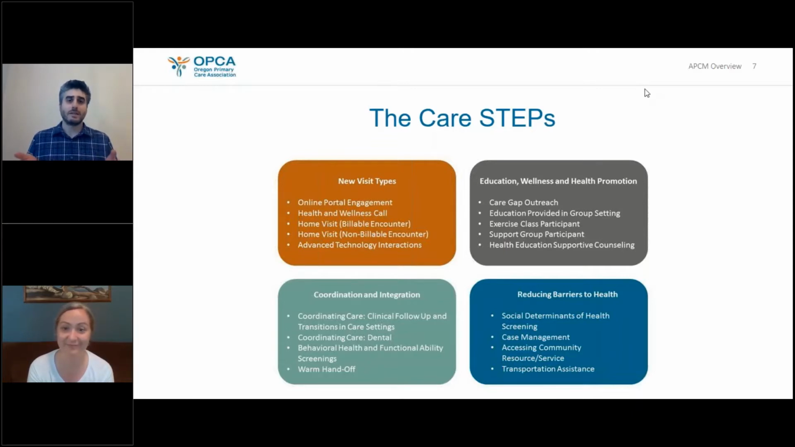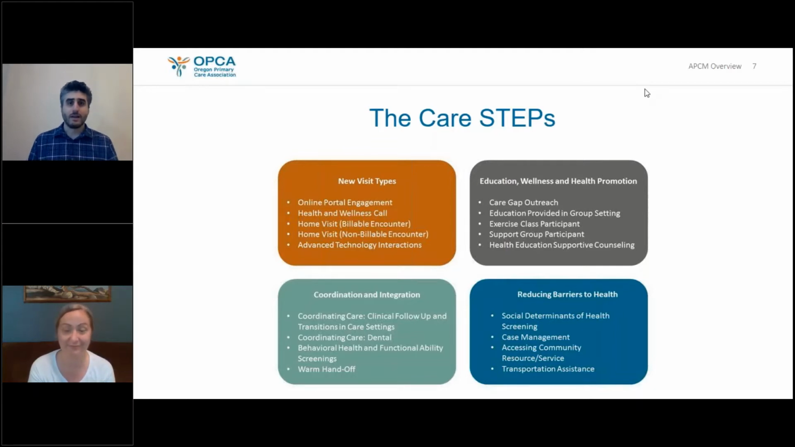It's not called telemedicine because there are other advanced technology interactions that can fall under that core category, like remote patient monitoring, if you have that kind of system set up with some of your patients. And if you do any kind of texting with your patients, that's something that could also fall into this category as well.